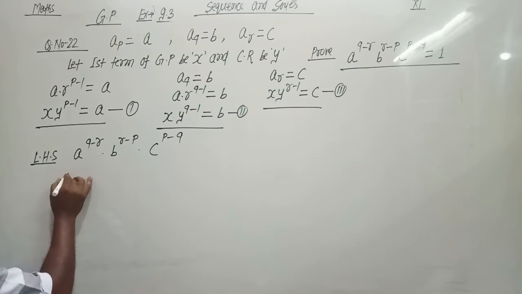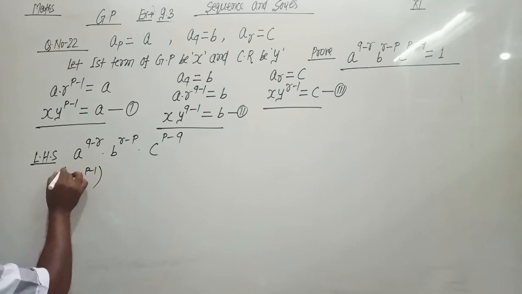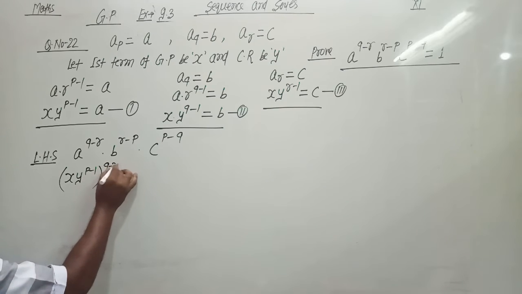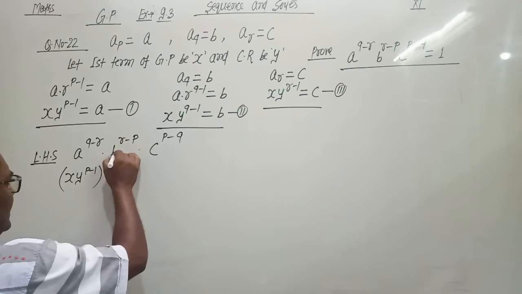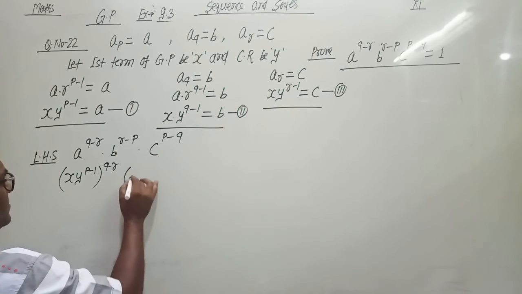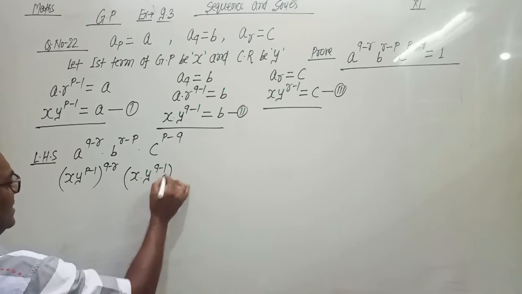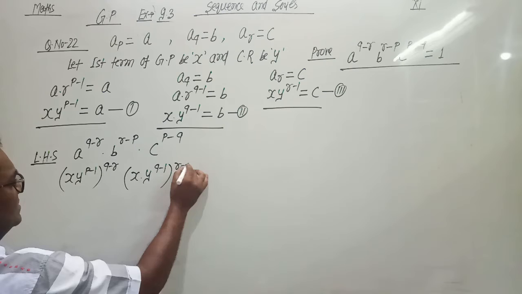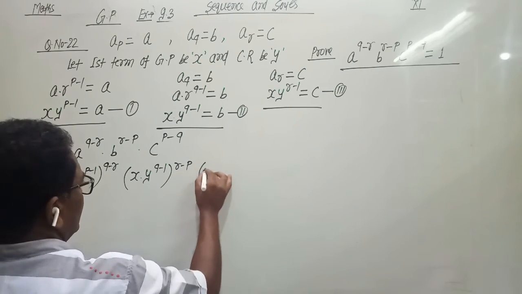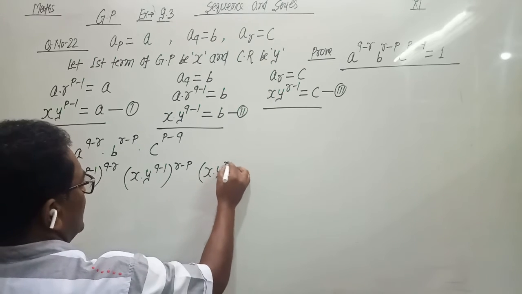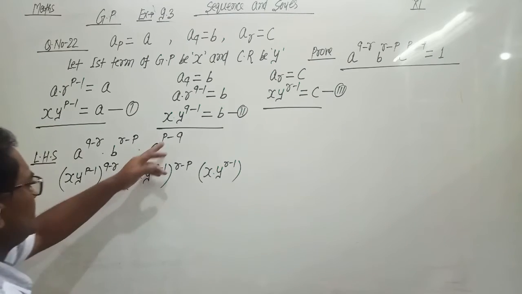At the place of a we can write x into y raised to the power p minus 1, raised to the power q minus r. The value of b is taken from the second equation, and at the place of b we put the value, so x into y raised to the power q minus 1, raised to the power r minus p. The value of c is taken from the third equation: x into y raised to the power r minus 1, and whole raised to the power p minus q.